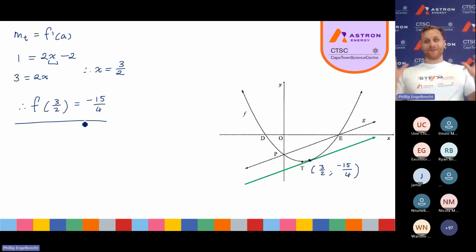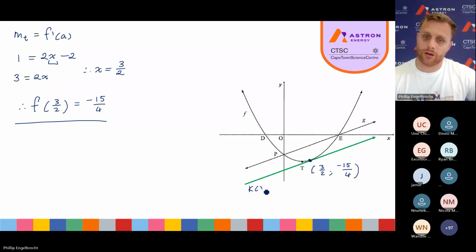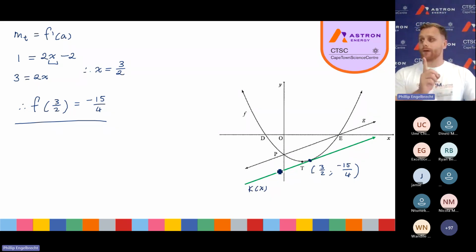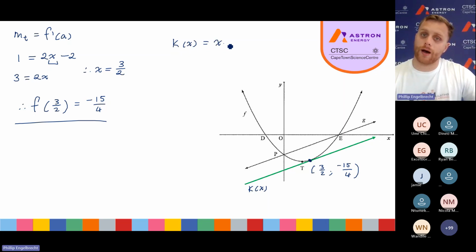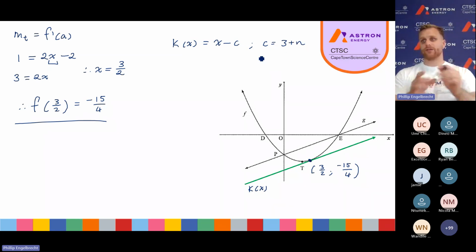Okay, anyways, I have now found this point over here, all right? I have found where these two functions meet, where k of x meets f of x. Okay, so this is k of x. Now remember, what was the equation for k of x? K of x was equal to x minus c, and remember, c was equal to 3 plus n. I just made it c to make it a little bit easier.